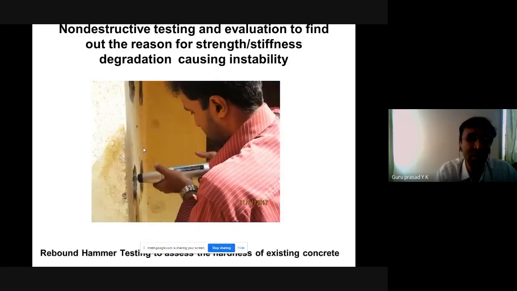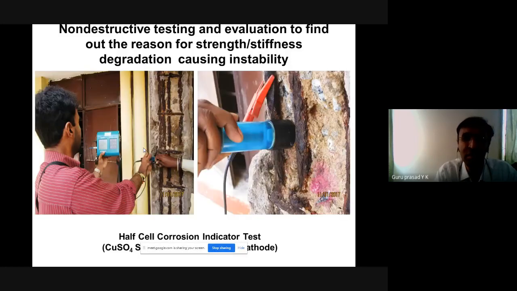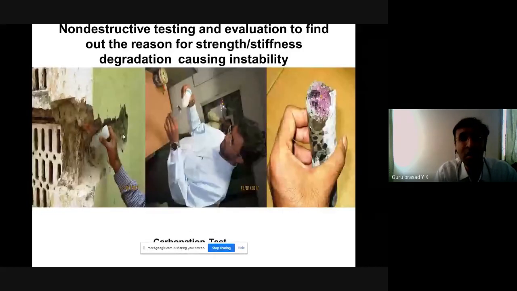This is the rebound hammer, which has been used. And why is the rebound hammer used? Why is the ultrasonic pulse testing done? I will tell it in detail to you. And this is a half cell corrosion indicator test which has been performed. You can see that here. And this is a profometer, the carbonation test which has been performed.